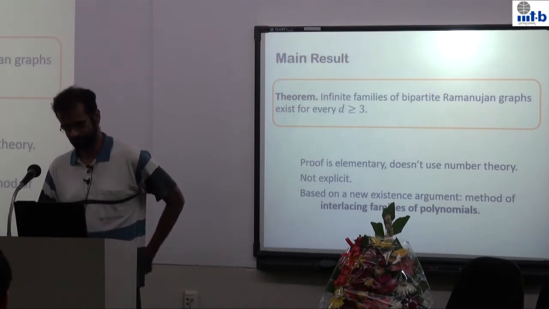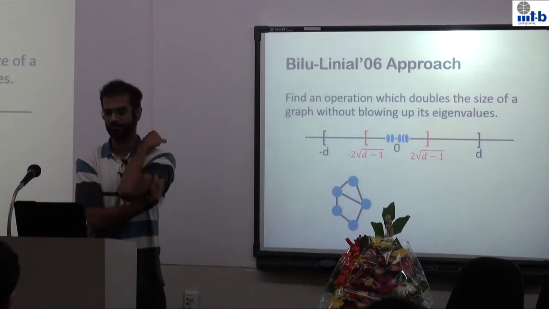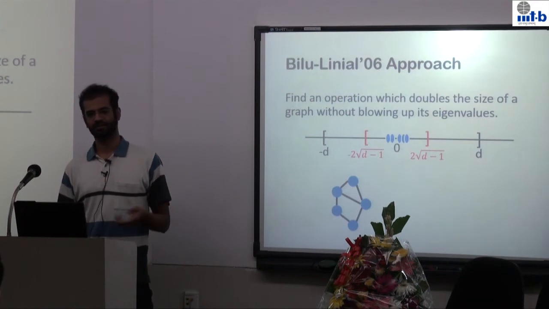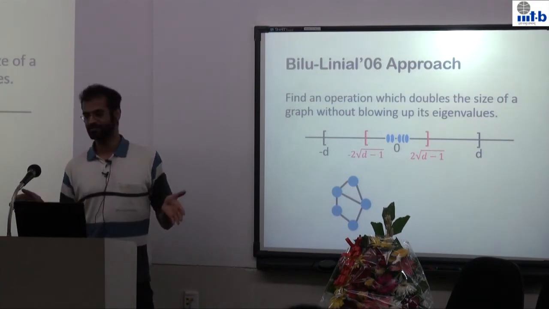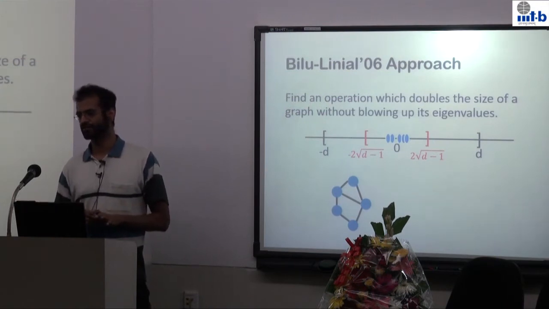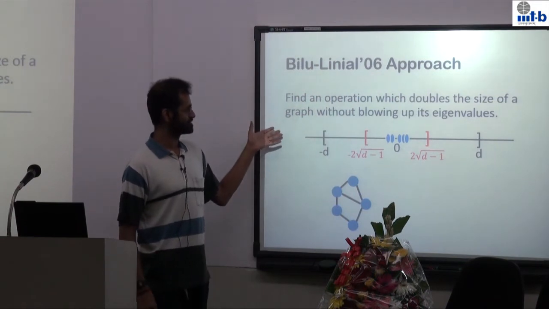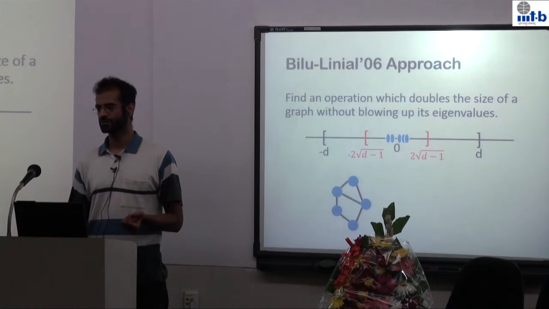Okay, so how do we do this? We followed an approach suggested by Bilu and Linial in 2006. So the goal is you're given a d, the degree. Maybe it's 3 or 5 or whatever, and you want to construct an infinite sequence of d-regular graphs with small eigenvalues. So one way to do this would be to find some operation which doubles the size of a graph without blowing up its eigenvalues. Okay?